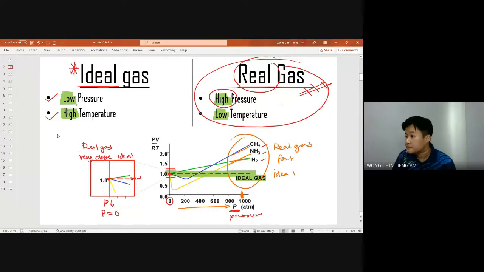Your real gas will be very far from your ideal gas. Nampak? And this graph sebenarnya kita guna untuk membuktikan that your real gas will deviate, means it will be moving far from the ideal gas. Dia akan behave non-ideally when the pressure is very high. Okay, this is using the graph.